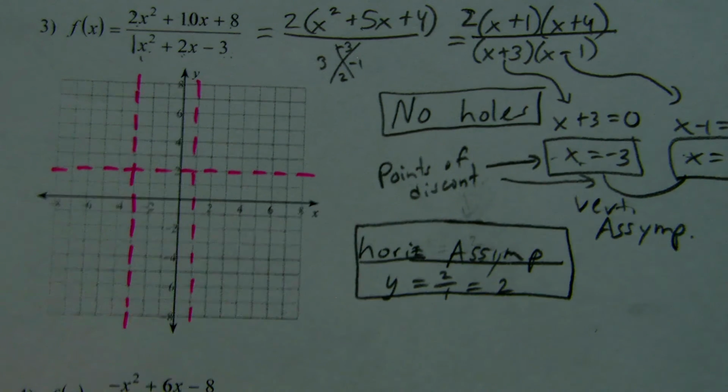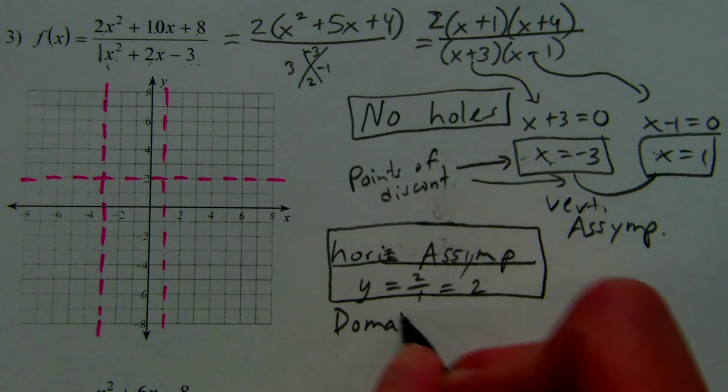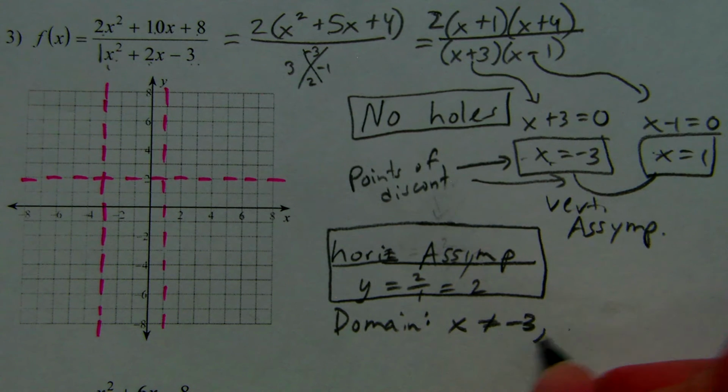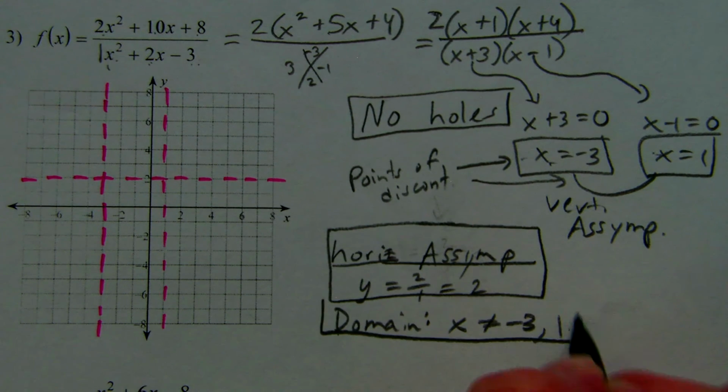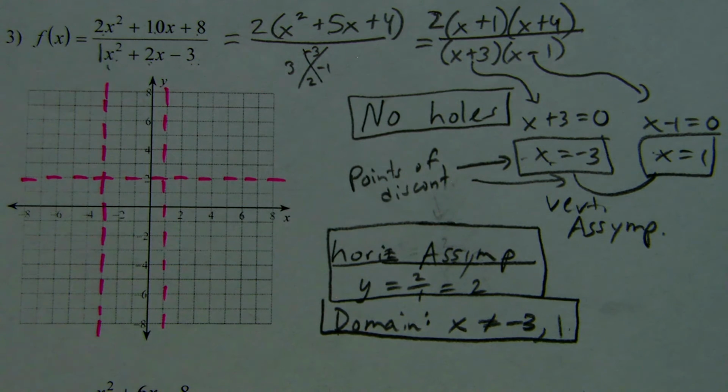And we could actually go ahead and do the domain before we graph too. We'll just get it all done. So the domain is all real numbers except x cannot equal -3 or +1 because that's where the breaks are left to right, and we didn't have any holes.